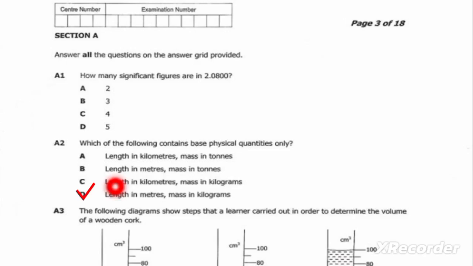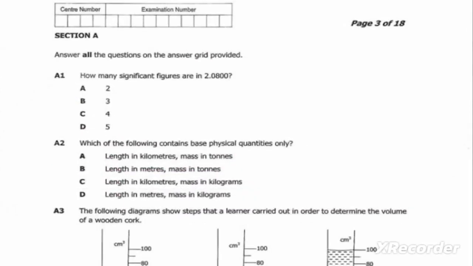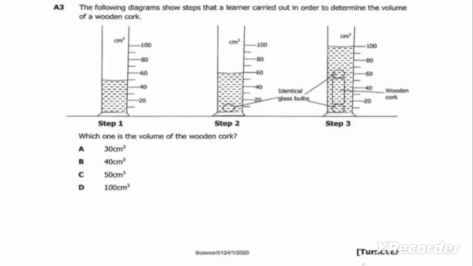What is wrong with C? Length measured in kilometers. No, length is not measured in kilometers. Length is measured in meters according to the information given here. So therefore, our correct answer is D. Without wasting much of our time, let us move to the next question, which is question A3.